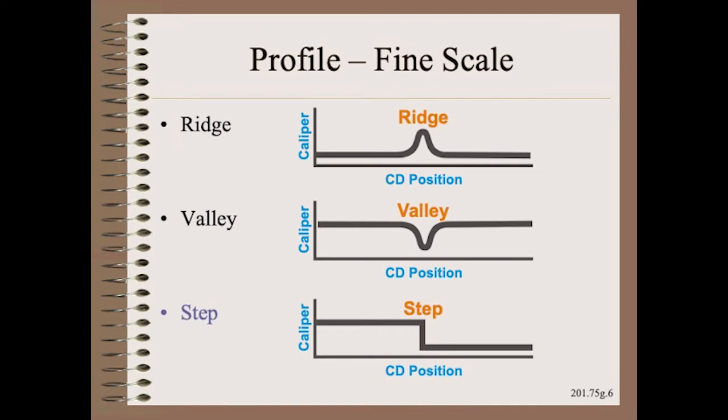On the fine scale, we also have three elemental shapes: the ridge, the valley, and the step. Of course, there's nothing to say that we couldn't have a ridge and a valley and a step all in the same profile or the same wound roll. Those of you who've seen thickness scanner outputs would have seen most every shape under the sun. Still, most serious problems are caused by a location of a significantly sized ridge, valley, or step.